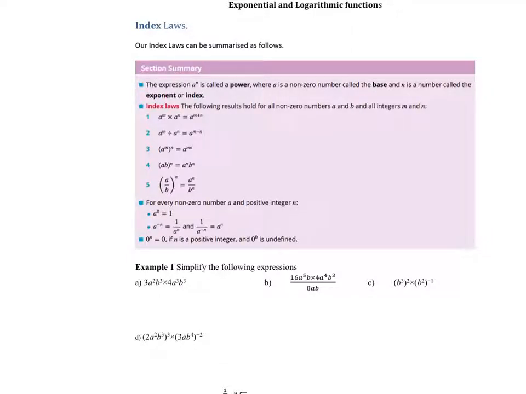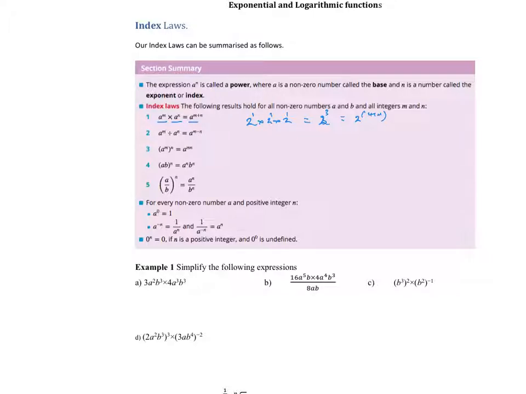Okay, so index laws is all about having the same base, all right? So consider something like 2 by 2 by 2. Well, that's the same as 2 to the power of 3, isn't it? So really, all the bases are the same, which is just 1 plus 1 plus 1. So hopefully you remember all that stuff from last year, all right?